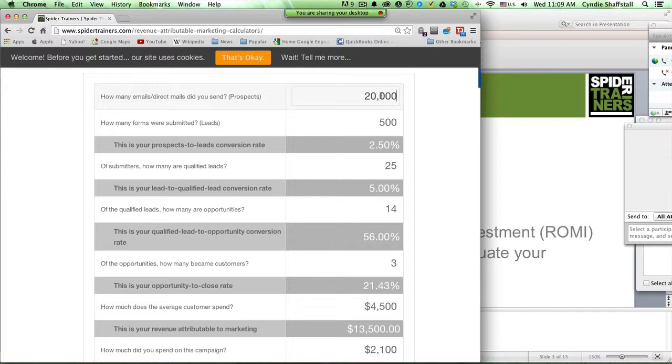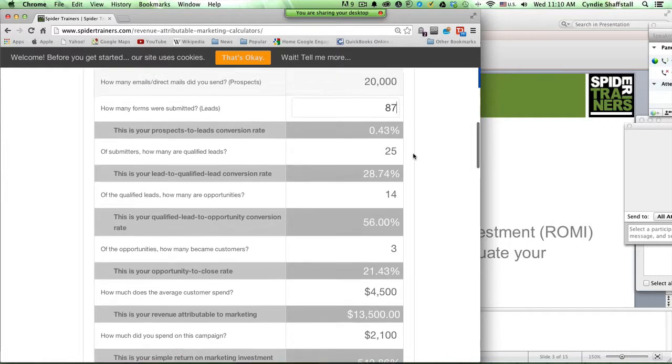So we're going to send out a campaign, and it has a form in it where they can fill out the form and get additional information, or perhaps they download a demo or they get an ebook, whatever the call to action is. How many of those forms were submitted? Well, 500 is a pretty big number, so let's say that we got 87 forms.